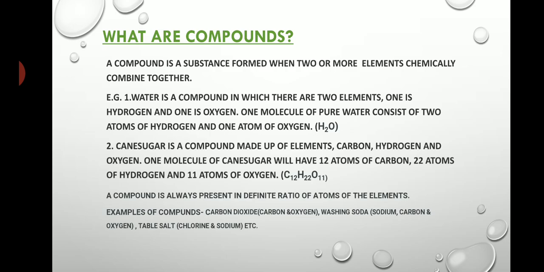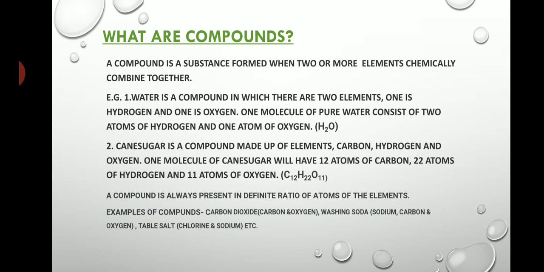The formula of cane sugar therefore will become C12H22O11. What are these numbers representing? These numbers are representing the number of atoms of that element. Means carbon is having 12 atoms, hydrogen is having 22 atoms, oxygen is having 11 atoms. In which compound? Cane sugar. A compound is always present in a definite ratio of atoms of the elements.